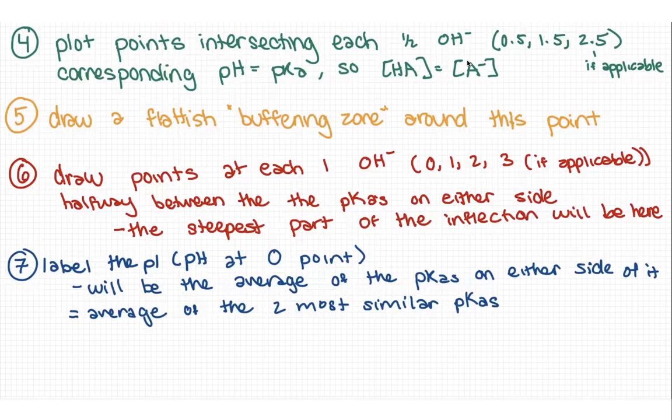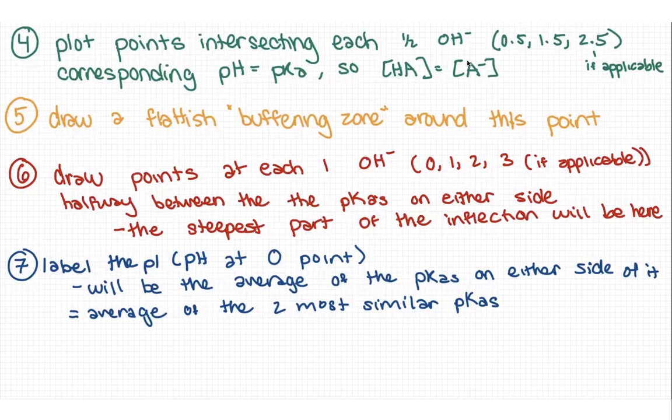Remember, only some of them. If you have a non-ionizable R group, you're only going to have 2. If you have an ionizable group, you'll have 3 of those equivalents needed. And then you're going to draw these points halfway between the pKa's on either side. The steepest part of the inflection will be at this point, halfway between the pKa's. Now, one of these halfway points is going to be a special point because this is also going to be our pI, our isoelectric point.